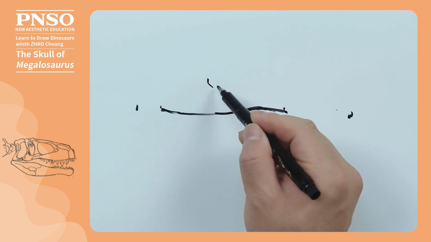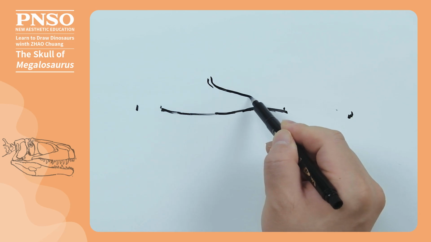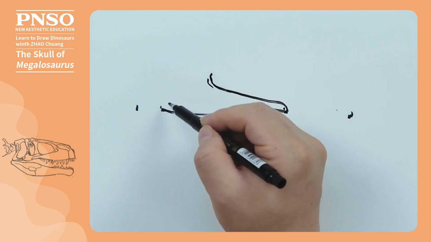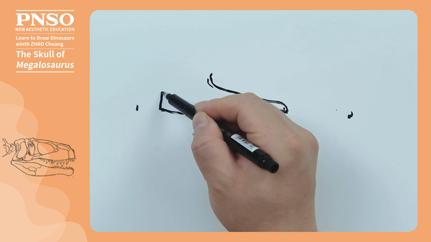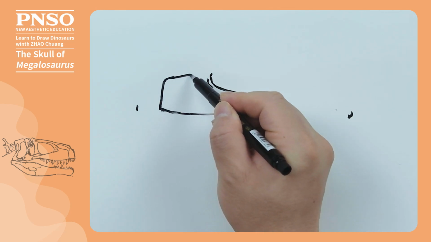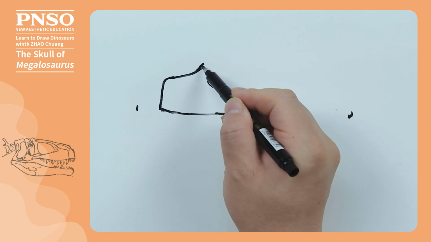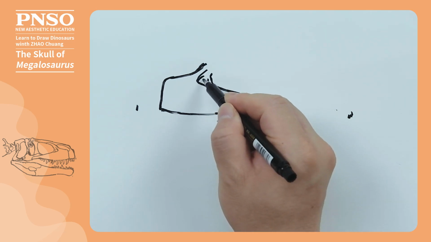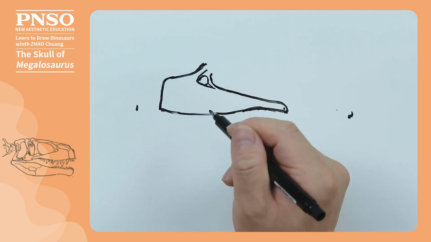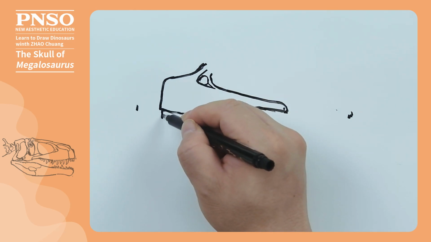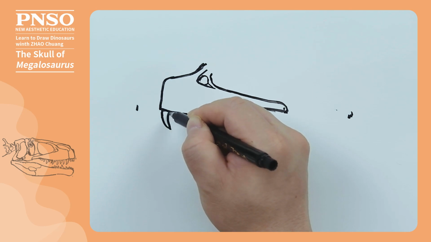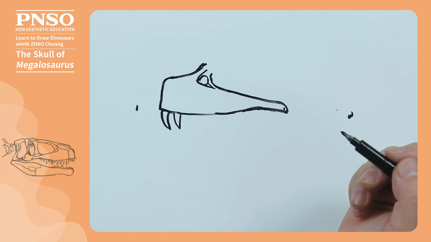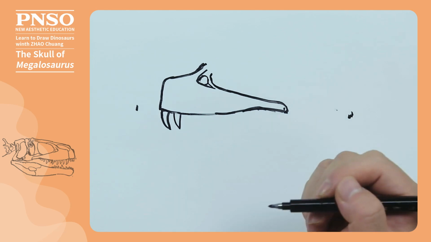Let's start with the maxilla, which is roughly shaped like this. Here is a concave structure and an opening. Then we draw the maxillary teeth, the part of this dinosaur that humans know the most. The found maxilla fossil preserved some relatively complete teeth.